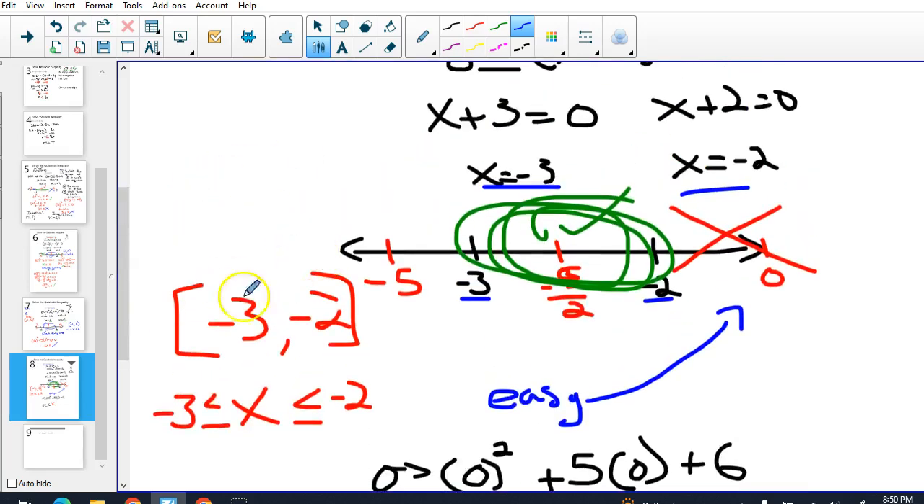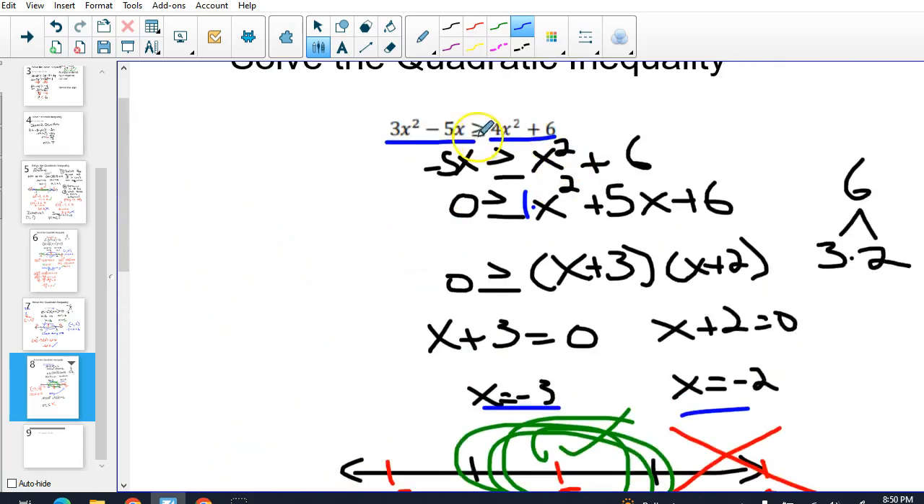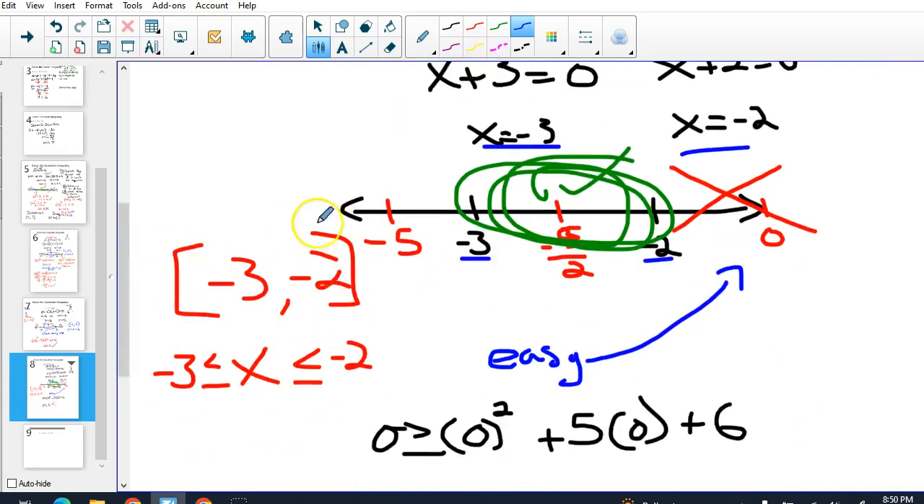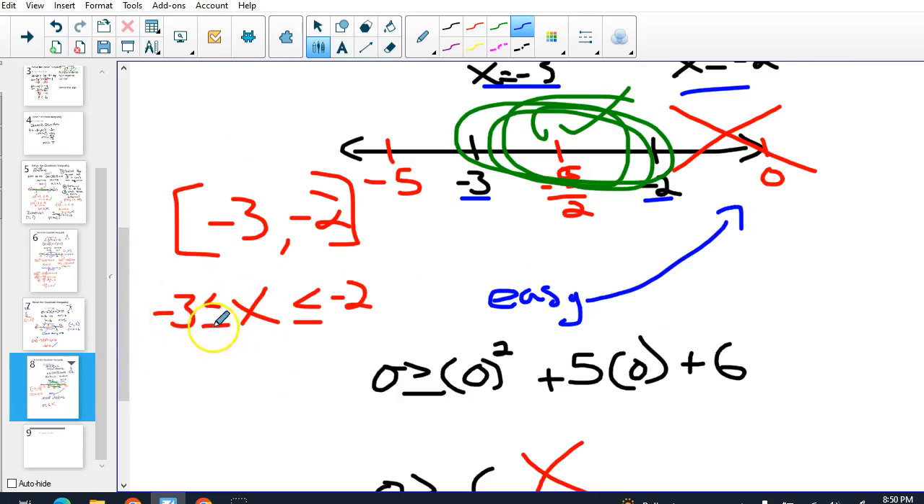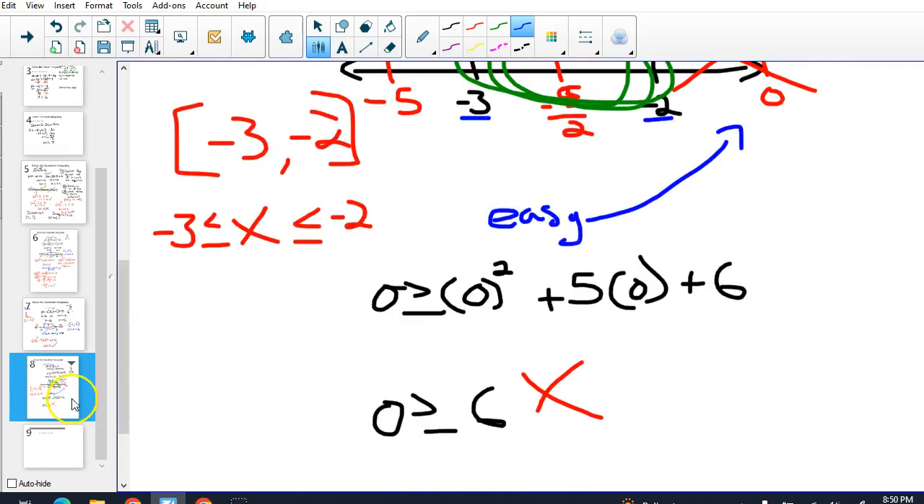So for our interval notation, we do have that or equal to in the inequality. So we're going to have brackets. And for our inequalities, we have the or equal to on the bottom. Okay. All right. Let's look at one more.